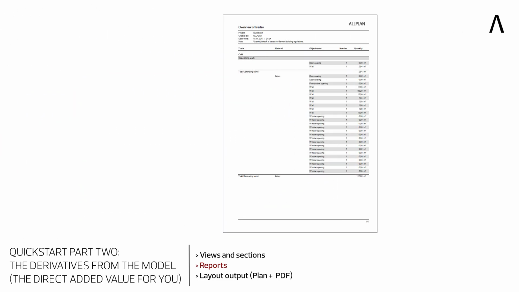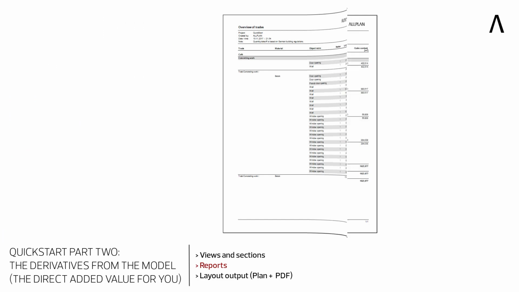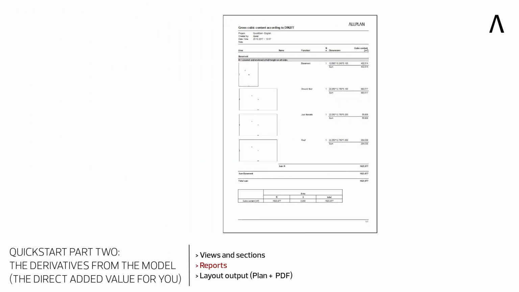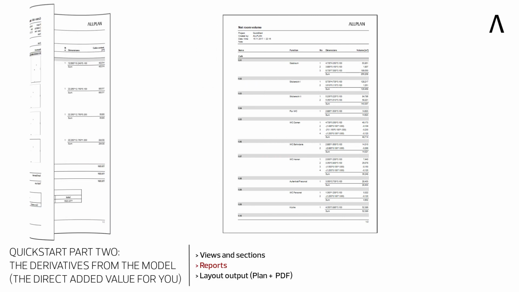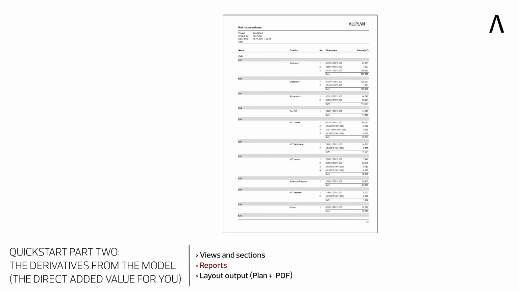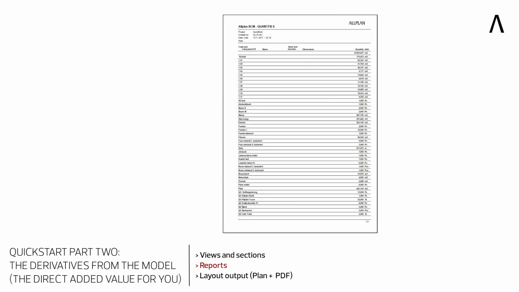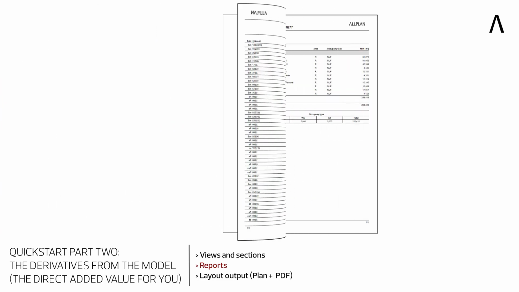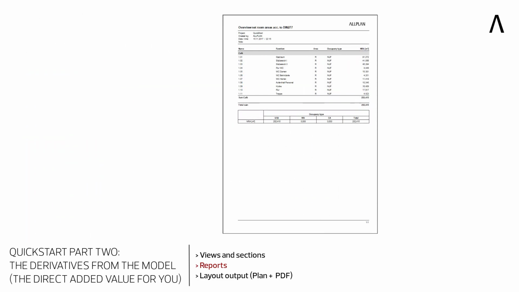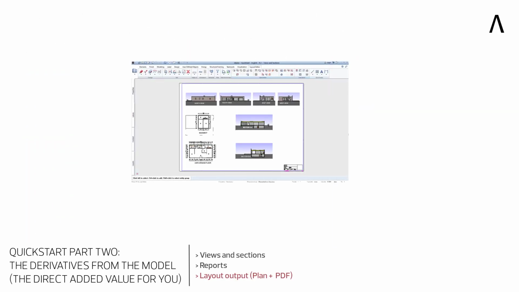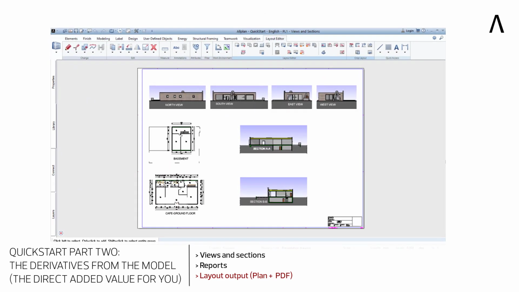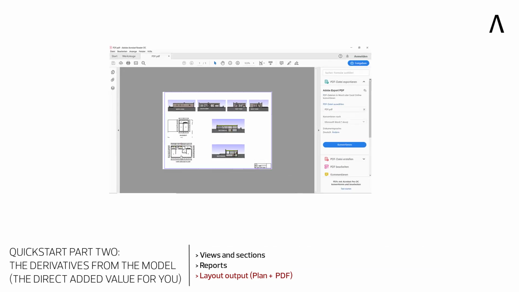From the quantity determination of the drawn components, to the room schedules, to the living spaces or gross space content calculations. You can look forward to more than 200 supplied reports that are waiting to be used by you. Of course, the topic of layout output cannot be missed. We will create a plan and a PDF file as an example in Quickstart.